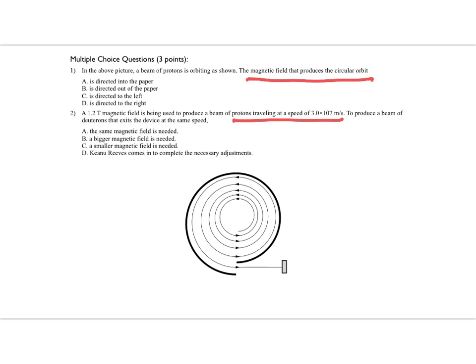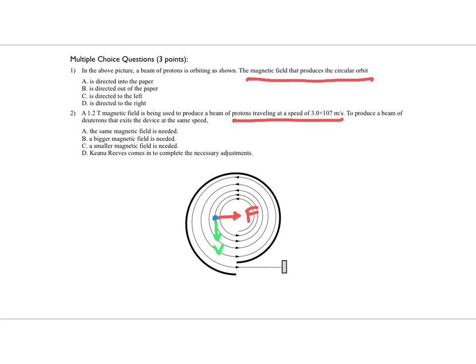So if the protons are orbiting like so, this proton right here is moving in this direction. The force is towards the center of the circle. So I want you to think about this. Given the velocity, given the force, what direction magnetic field would be necessary to produce that? That's a right-hand rule question. So figure that out.